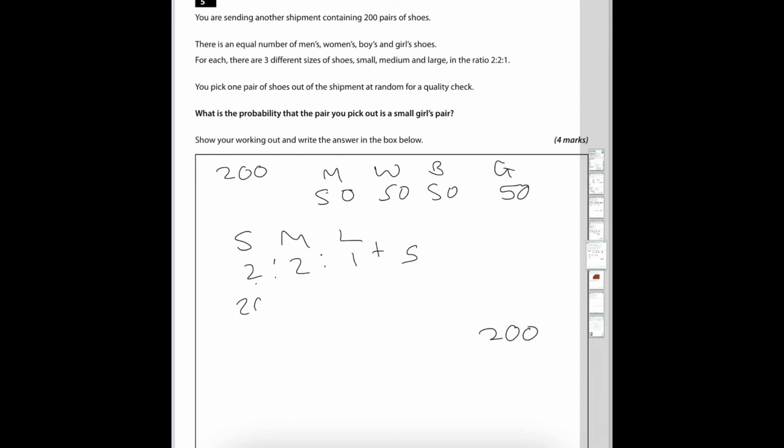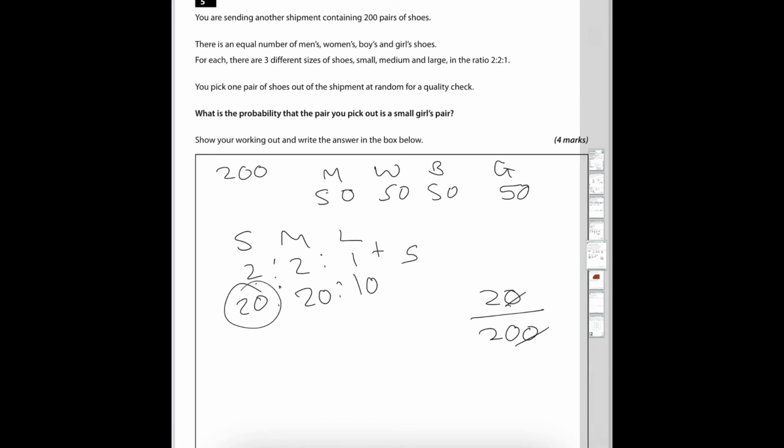So 2 times 10 is 20. 2 times 10 again is 20, and that is 10. So the ratio from your 50 pairs that we've got up here: 20 are small, 20 are medium, and 10 are large. So to get a small girls' pair, it's going to be 20. So it's going to be 20 over 200.